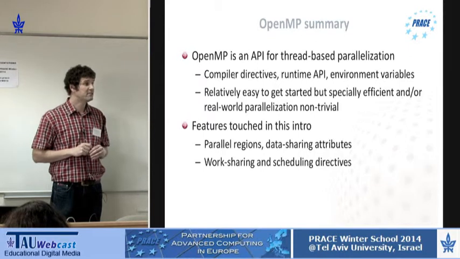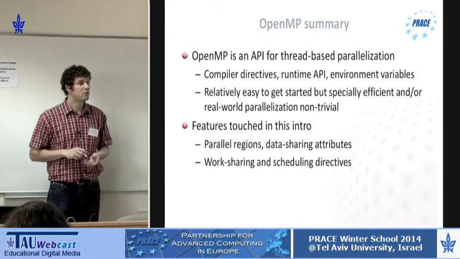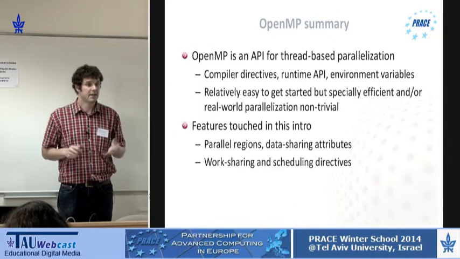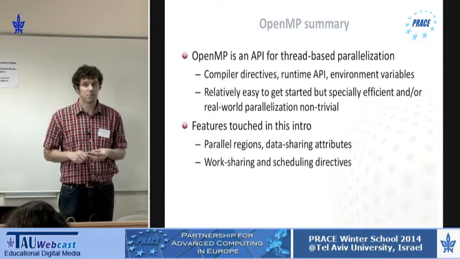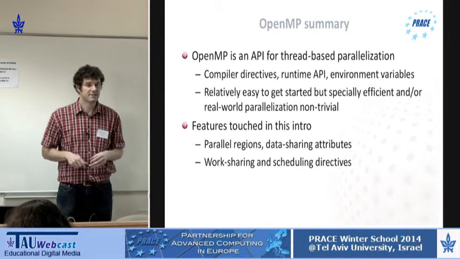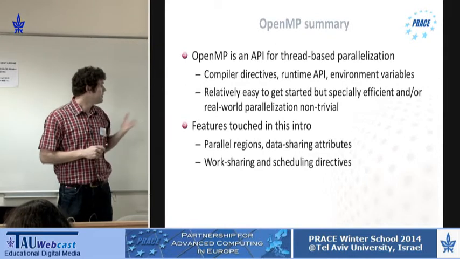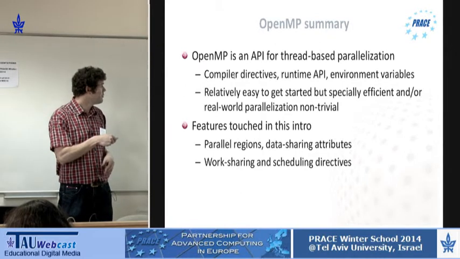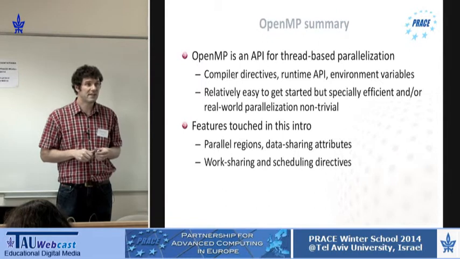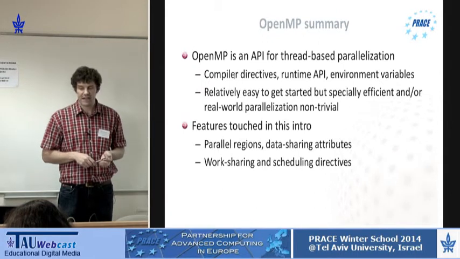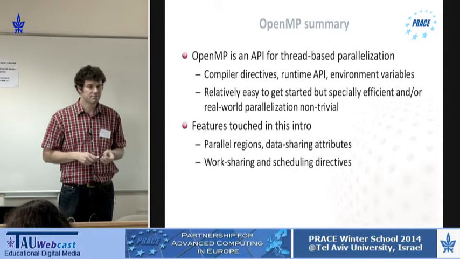Still, it can give some decent speedup with a very modest investment of time. And naturally, for hybrid programming with MPI and OpenMP, it's an important ingredient. Mainly we discussed how to create parallel regions, data visibility, and the simplest work sharing and scheduling directives here. Do you have any questions about OpenMP at this point?